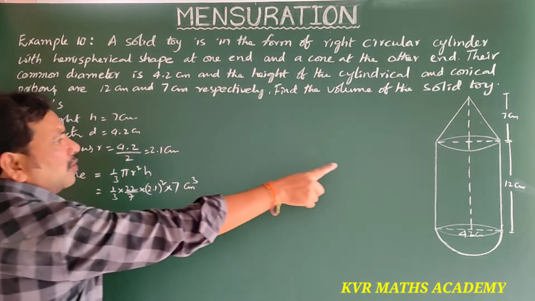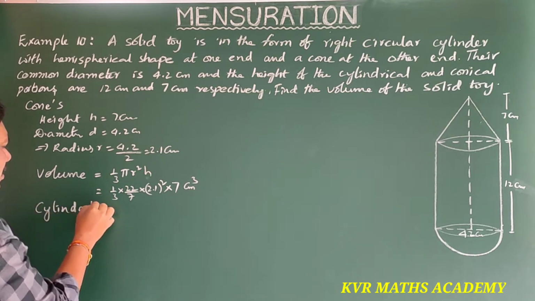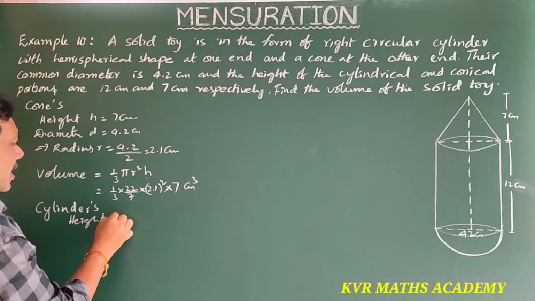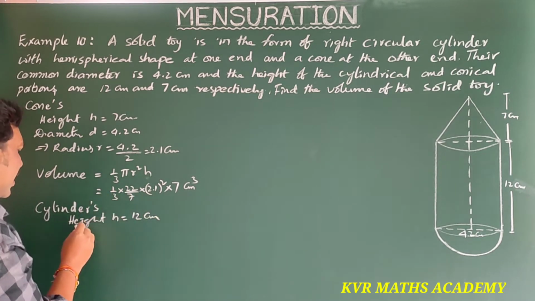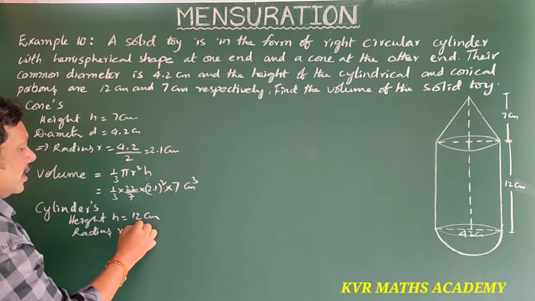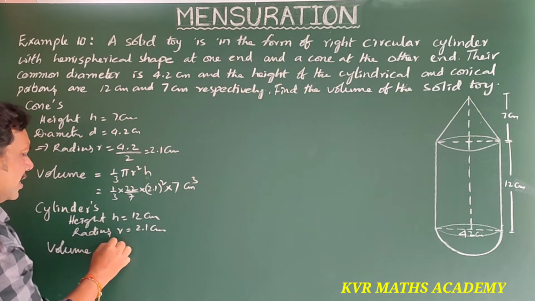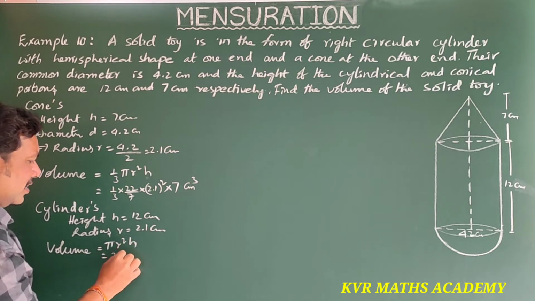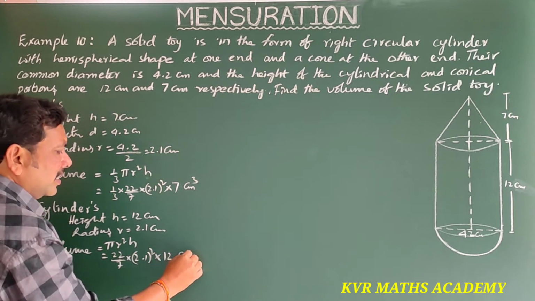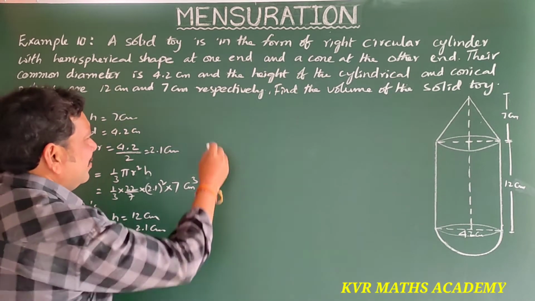Next, after the cone, what is there? Yes, the cylinder. The height h is 12 centimeters. Next, its radius is the same, 2.1 centimeters. Its volume, what is the formula? Pi r square h. That is 22 by 7 into 2.1 whole square into height 12, centimeter cube. This also, don't simplify, keep it like this.